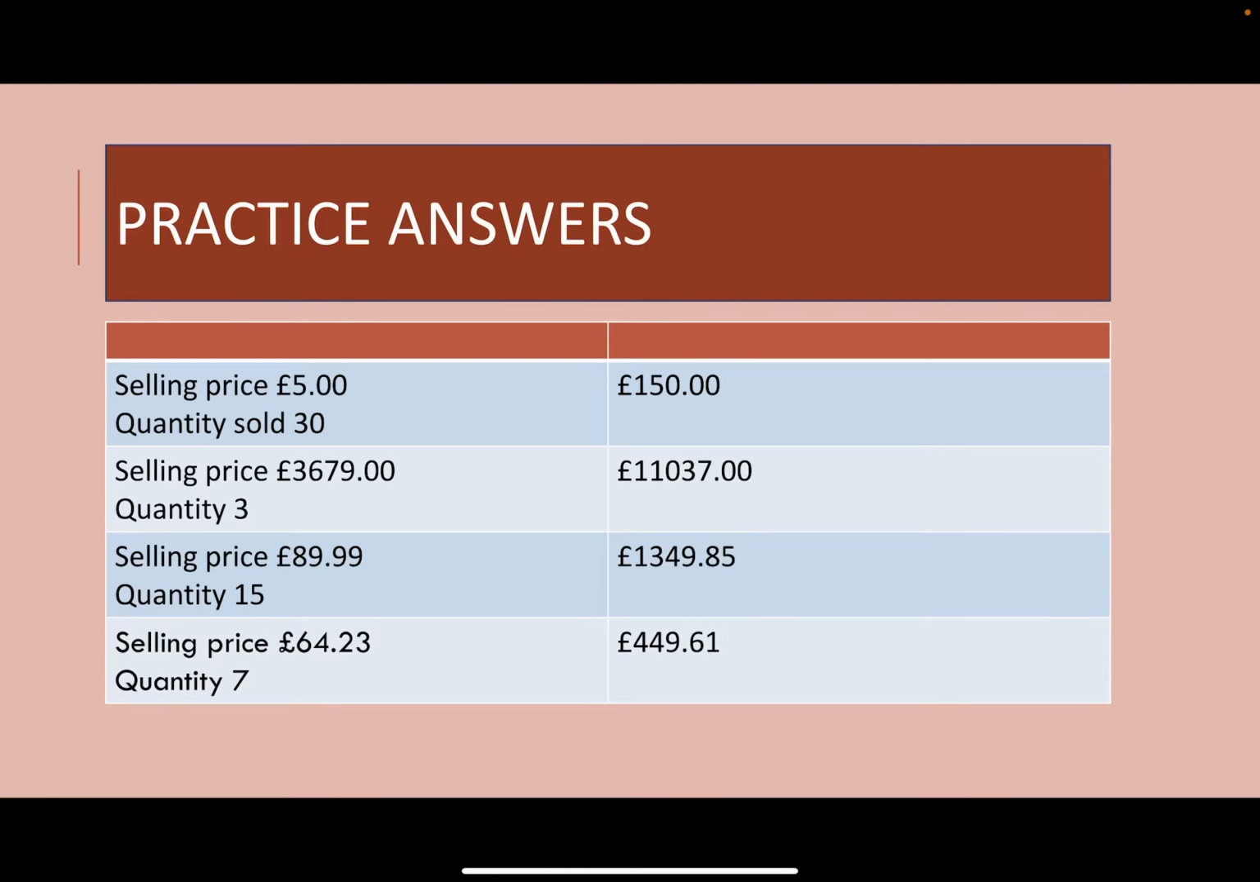Well done. So yes, the first answer is £150, and you would have found that by multiplying £5 times 30. The second answer is £11,037, and you would have found that answer by multiplying £3,679 by 3.